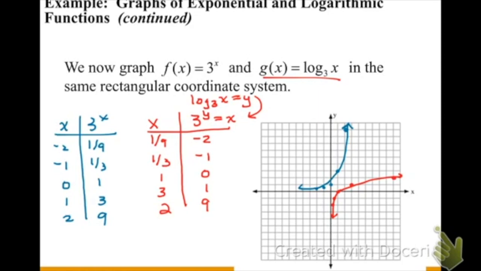Another way that we can check that we graphed this correctly: remember that if we have inverse functions, they have to have that symmetry over the line y equal to x. And notice if I were to fold that blue graph over that line, it would match up perfectly with the red graph, proving that these are actually inverse functions.